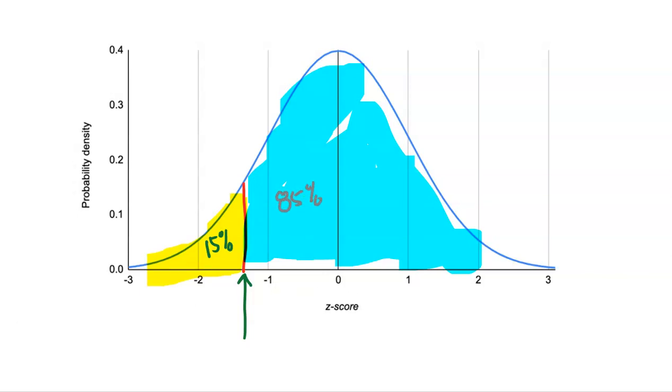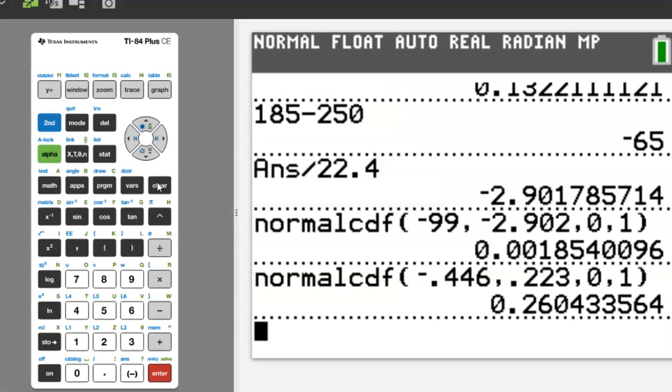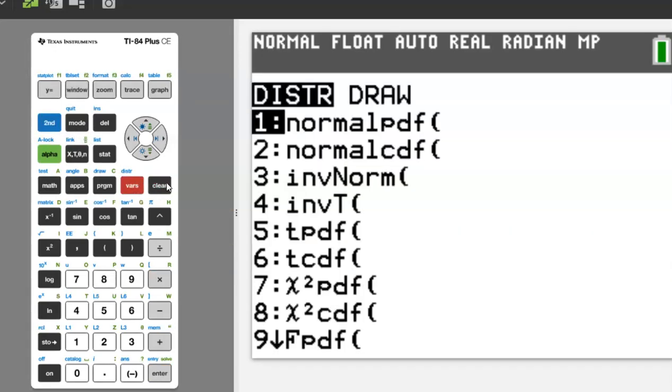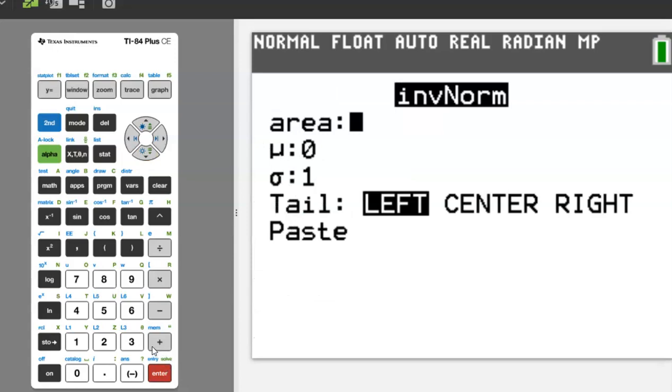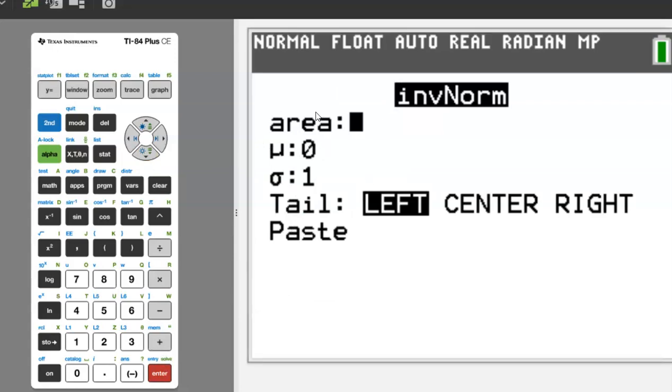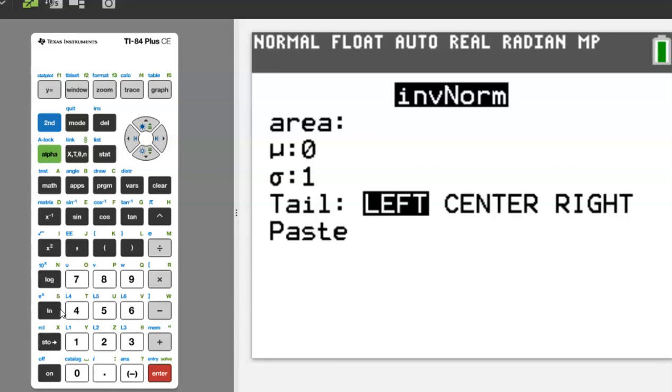So again, let me actually show you this on the calculator. So second vars is where you get to your distribution menu. And you'll see that right underneath normalcdf, our normal function, is the inverse normal function. So click on that. Now notice it says area. That's where you're typing in the proportion, the percentage, the probability. It's an area, right? The entire curve represents an area of 100%. And we're looking for a specific area. And we're looking for that bottom 15%. So I'm going to type in 0.15.